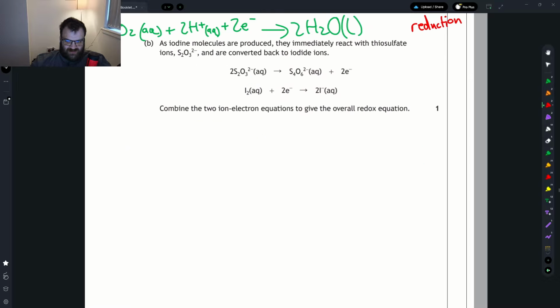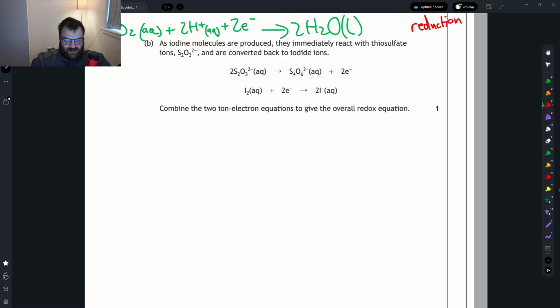Right, when we combine them, we're going to put both the left-hand sides together and both the right-hand sides together. Is there a trick here? So I'm checking, first of all, are they balanced individually? Well, yeah, because there's 6 and 6, that's all good. Charges are fine, aren't they? Yeah, so 2 times 2 minus is 4 minus, 2 minus and 2 minus, 4 minus, that's fine. Bottom one, no charge, 2 minus, all good for that.